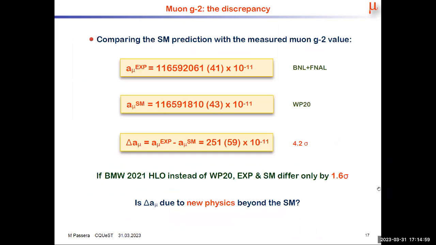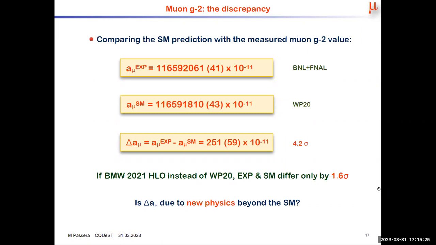If you put everything together, you have the 4.2 sigmas that I was telling you, but if you use the BMW 2021 instead of the white paper, it's only 1.6. So it's really difficult to say what the standard model prediction is right now because of the puzzles that I've been telling you. We don't have one single number, and this is a problem, of course.